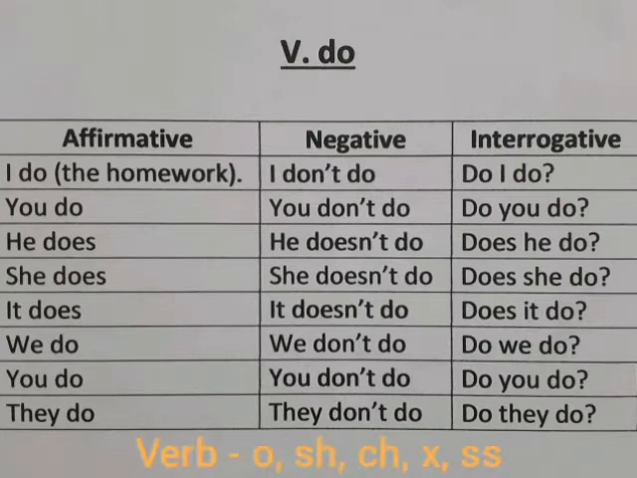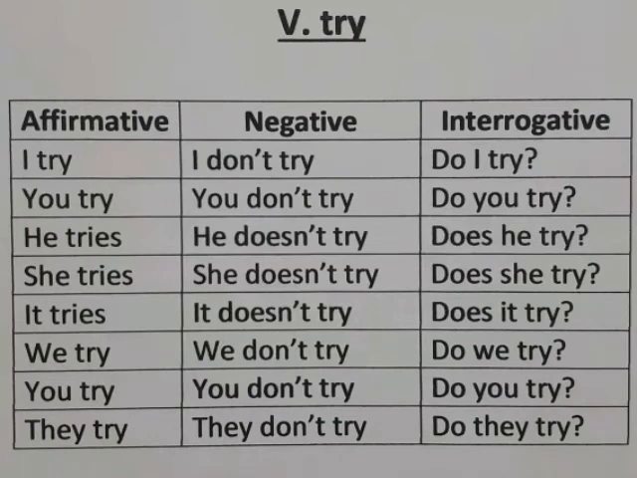Like verb do, all the verbs that end with o, sh, ch, x, or ss, we conjugate them this way. Verb try. Try ends with a consonant plus y, which means in the affirmative form, with he, she, it, we remove the y and put ies. Let's start. Affirmative. I try, you try, he tries, she tries, it tries, we try, you try, they try.